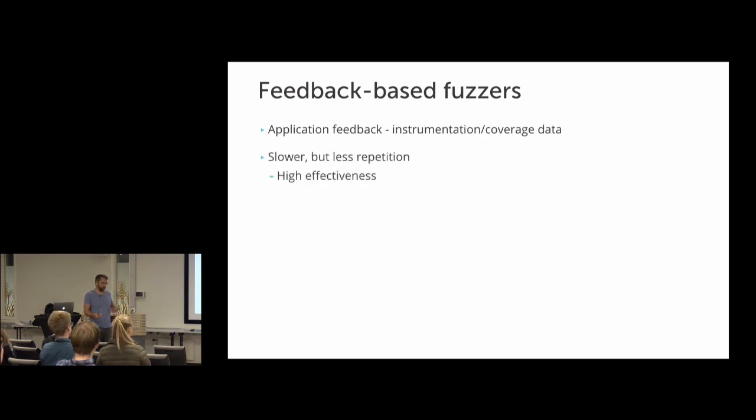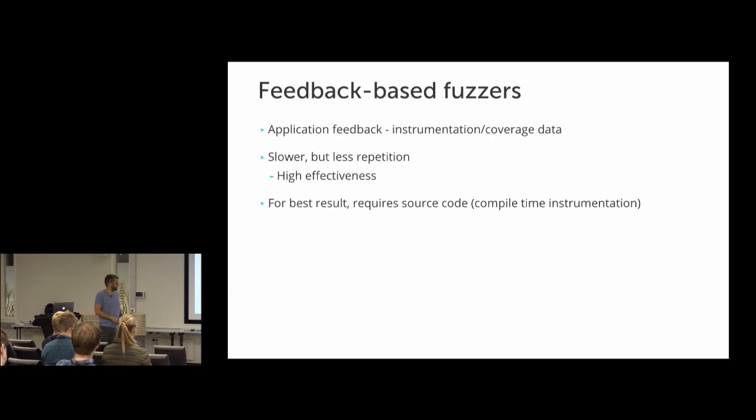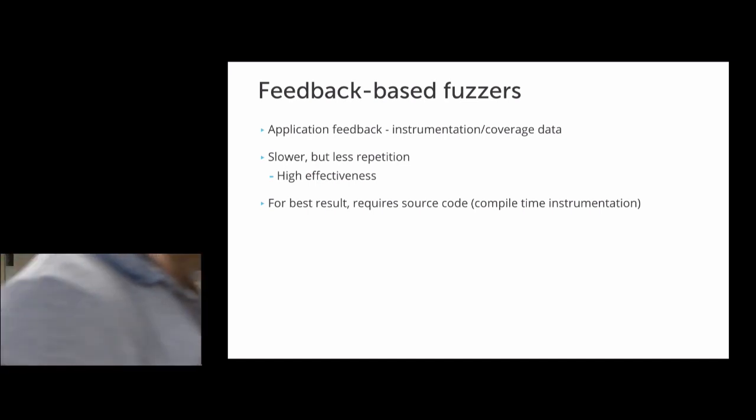So this is a bit slower because we have to have the instrumentation in place, and we have to compile things and do things in a little bit of a different manner. But of course, the effectiveness is higher because we're removing all these repetitions that we might be doing if we were just using one of the other types of fuzzers. So we get the best result if we actually compile the application. We have the source code available, and we compile in the instrumentation. But with AFL, we can also add it later to a binary if we want to.